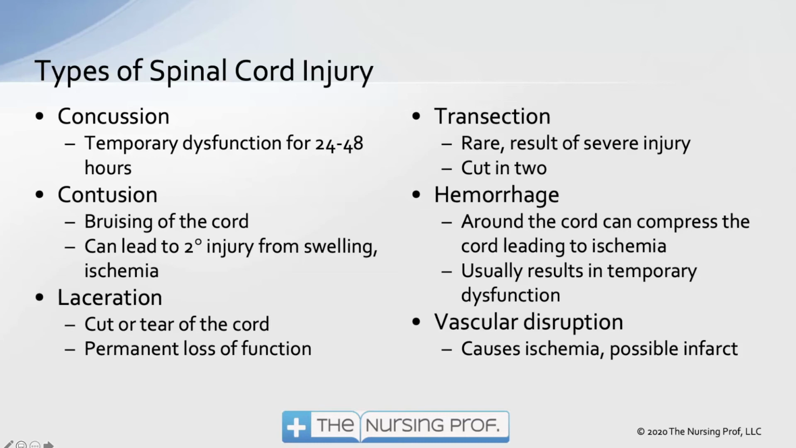Hemorrhage around the cord can compress the cord and lead to ischemia. So this doesn't even have to be a spinal cord injury as such. It could be that we have a considerable amount of hemorrhage that's coming from somewhere else, maybe from internal injuries in the abdomen, for example. This usually results in temporary dysfunction, so it's just a matter of getting rid of that blood out of the area and taking the pressure off of the cord. Hopefully the body will reabsorb it in many cases, or if it's a large hemorrhage, hopefully that's something we can evacuate. Vascular disruption. So this is a vascular disruption of the cord itself.